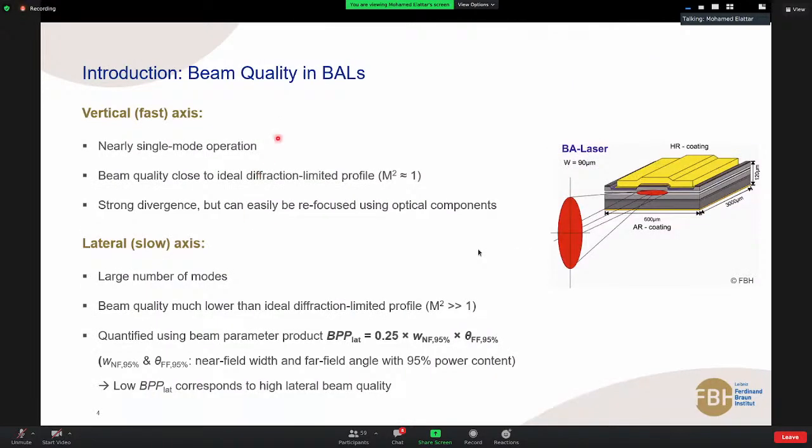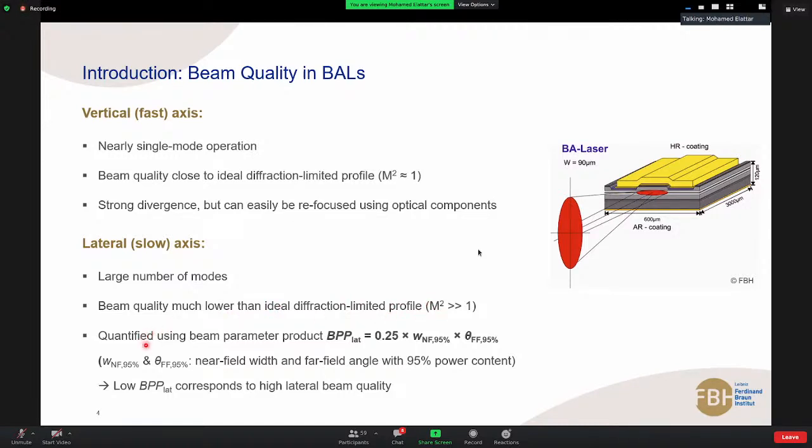So for beam quality in broad area lasers, first in the vertical fast axis, the laser beam has nearly single mode operation. So the beam quality is close to the ideal diffraction limited profile with an M² close to 1. It experiences strong divergence, as you see here, but can easily be refocused using lenses. In the other axis, the lateral or slow axis, the laser supports a large number of modes, which means that the beam quality is much lower than the ideal diffraction limited profile, with the M² significantly greater than 1.